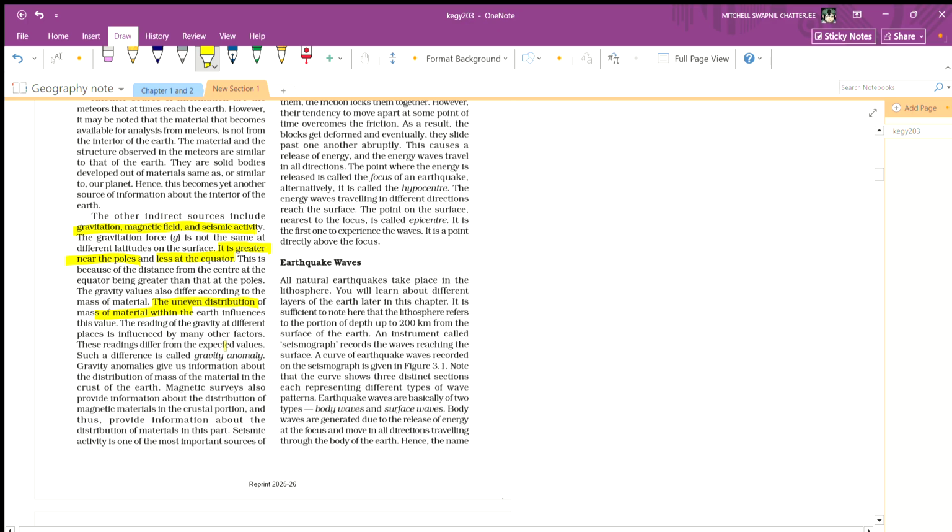These readings differ from the expected value. Such a difference is called gravity anomaly. Gravity anomaly gives us information about the distribution of mass of the material in the crust of Earth. Magnetic survey also provides information about the distribution of magnetic material in the crustal portion.